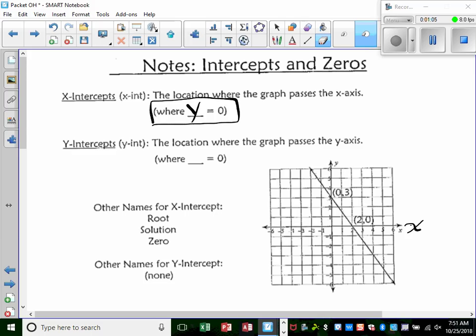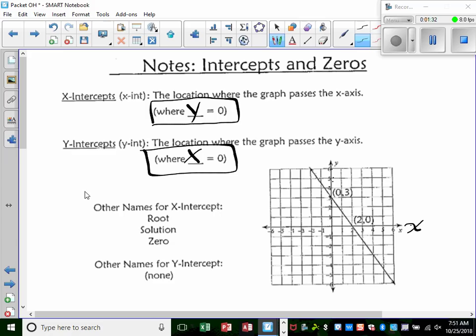Okay, it's going to be just the opposite when you're on the y-axis. X is going to be 0. Okay, and it makes sense. I mean, if you were reading the coordinates on the y-axis, you would say 0, 1, 0, 2, 0, 3, 0, 4, 0, 5, 0, 6, and so on.